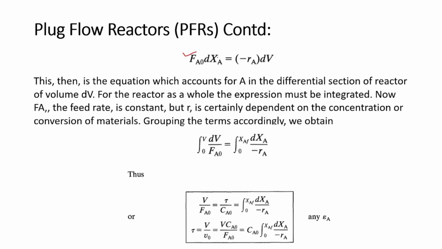So as you can see from the previous slide, we got this term Fa naught dxa is equal to minus Ra into dV. Now this equation accounts for the component A in the differential section of the reactor of infinitesimal volume dV. Now this is for the infinitesimal volume. Okay, so suppose here, as I explained, this is the infinitesimal volume for which we performed our mass balance or mole balance.